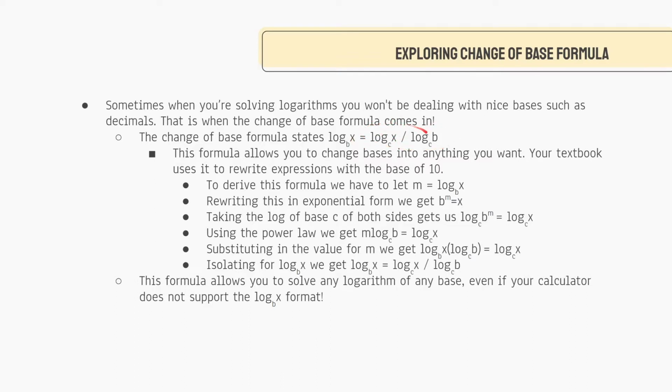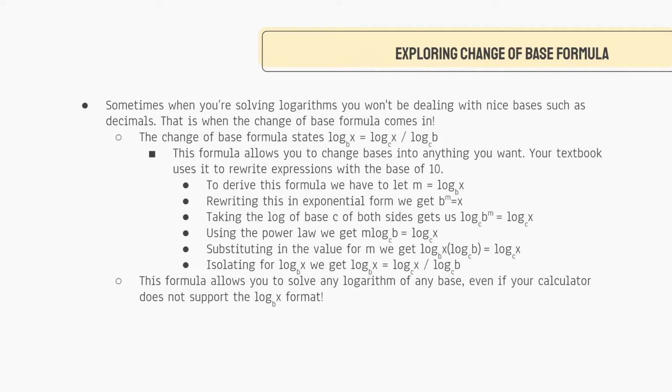So what this allows you to do is transform anything into anything else you want. So your textbook will rewrite expressions to the base of 10. So for example, log base b of x could be log of x divided by log of b. So the c value here would be 10. C could be any value, but it has to be greater than 0, and it cannot equal 1. Because again, we talked about logarithms of base 1 and logarithms of base 0.